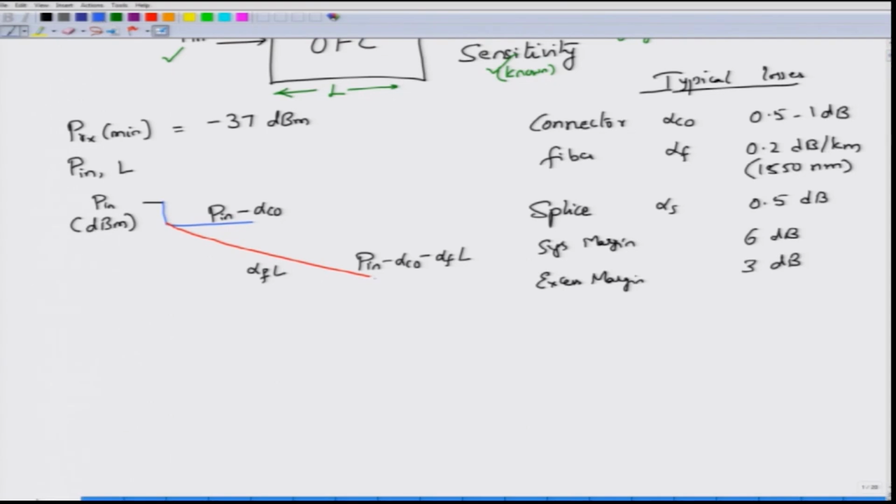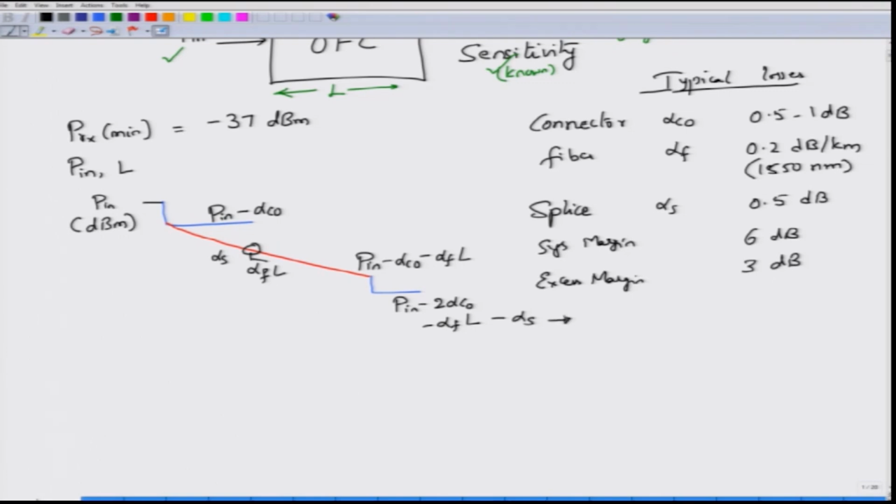I might actually have another connector here, which causes my optical power to drop down to P in minus 2 alpha C0, 2 because you have two connectors here. The more the number of connectors, the more the terms that you have to include, minus alpha F into L. You might also encounter a certain splice in between, at which point your power would drop and then again decrease. This would be the splice loss. Let us assume that there is only one splice in this scenario, and that would be minus alpha S. This is the power that you are receiving.